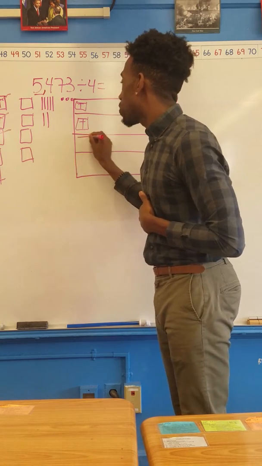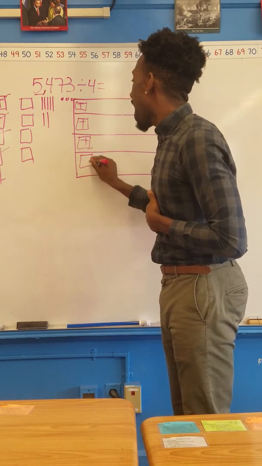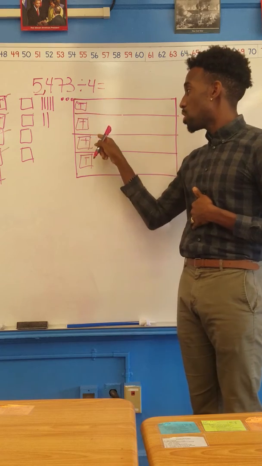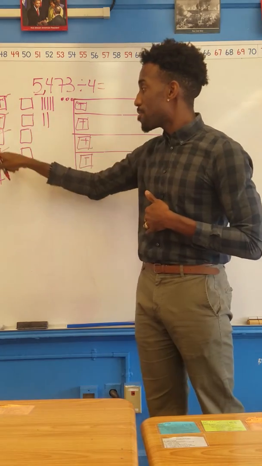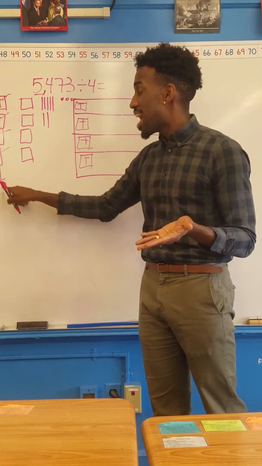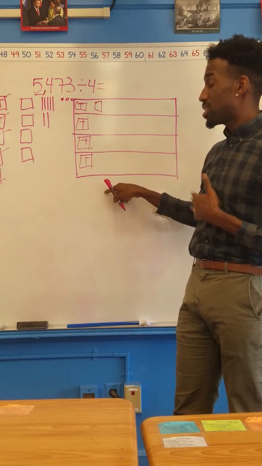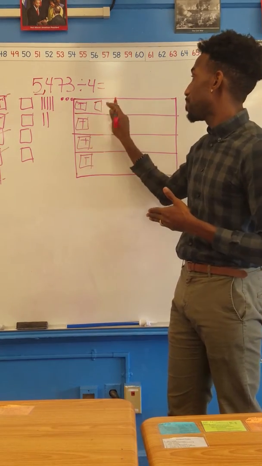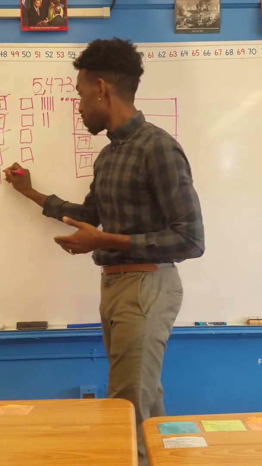That way I can keep track of what I use. 3 and 4,000. I was able to put 1,000 into each group, and I crossed out my 4,000. I have 1,000 left. Now I know that I cannot share out this 1,000 evenly amongst my 4 groups, because I only have enough to put 1. So since I can't share it out, now I have to regroup.